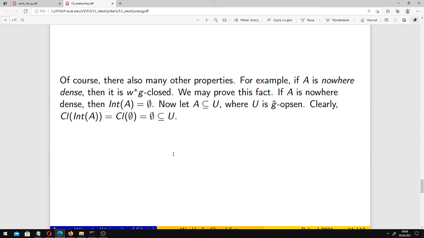Well, of course, there are also many other properties. For example, if A is nowhere dense, then it's weakly star g closed. We may prove this fact, and in fact, we used this property, or we had some examples of this property. Now, if A is nowhere dense, then its interior is empty by the very definition of nowhere density. Now let A be contained in U, where U is ĝ-open. Clearly, the closure of the interior of A is, in this case, equal to the closure of an empty set. But this closure is empty, and it's contained in U, of course. In fact, in each set.